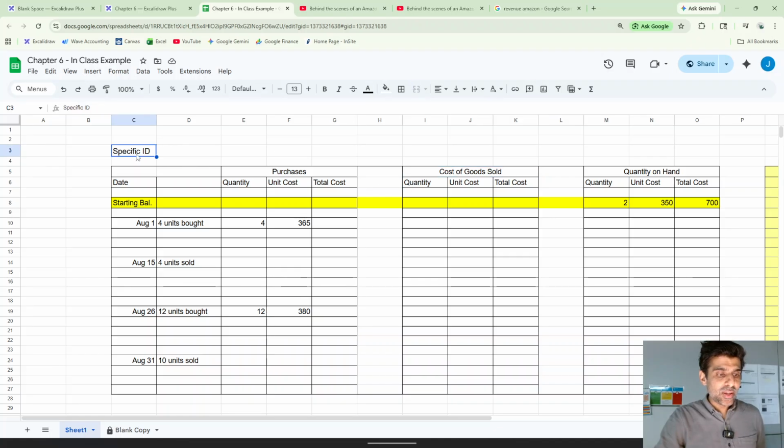So the first one, we're going to use specific identification. Okay, so we bought 4 units. You can see here, let's point out, we have a starting balance of 2 units. The unit cost is $350, so the total value is $700. Of course, the math is 2 units times $350. And again, these are dollar amounts, so maybe I'll make that clear.